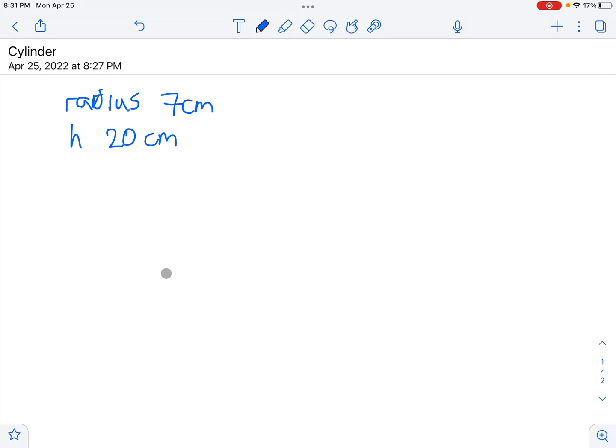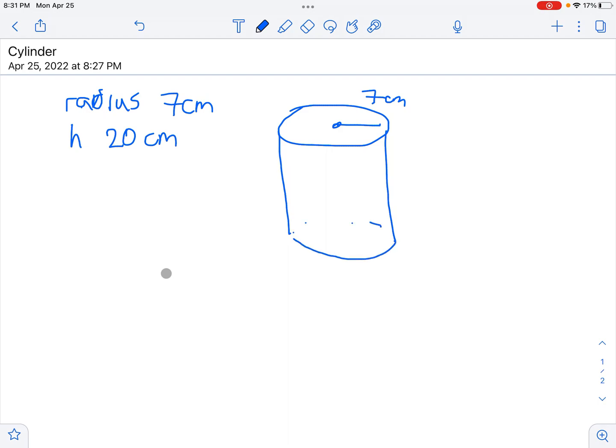So I'm going to sketch this out just so that we can see what it looks like. So I'm going to draw a circle, and the radius of the circle is 7 centimeters, and then make it into a cylinder, draw the lines, close it up, right? That's what it looks like. And that height is 20 centimeters. Okay, sorry about the fact that it's kind of clunky.